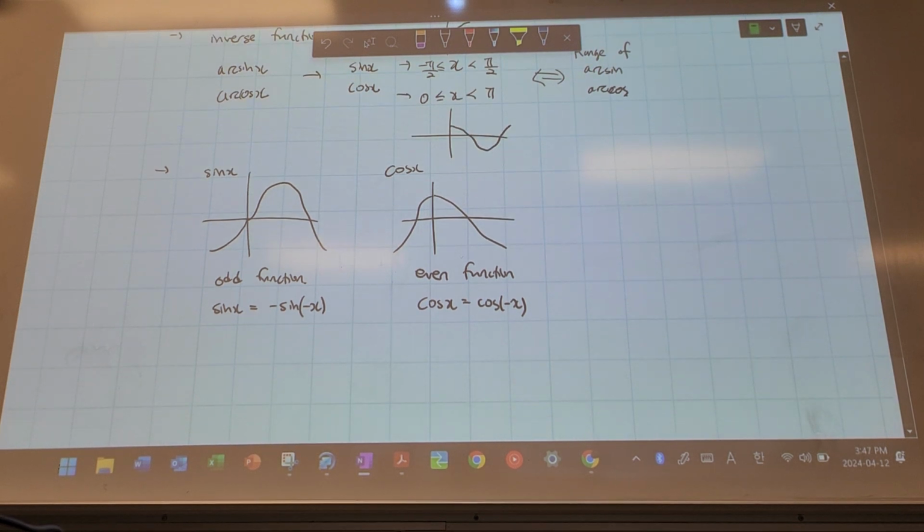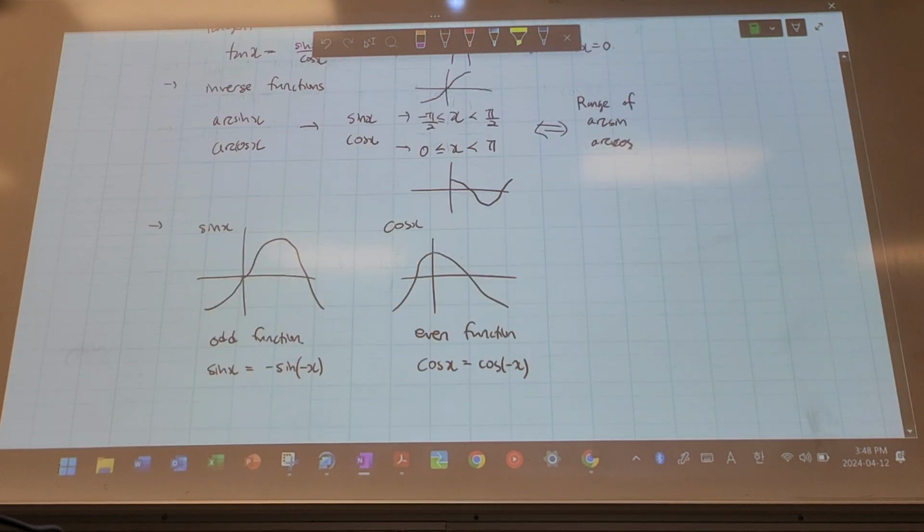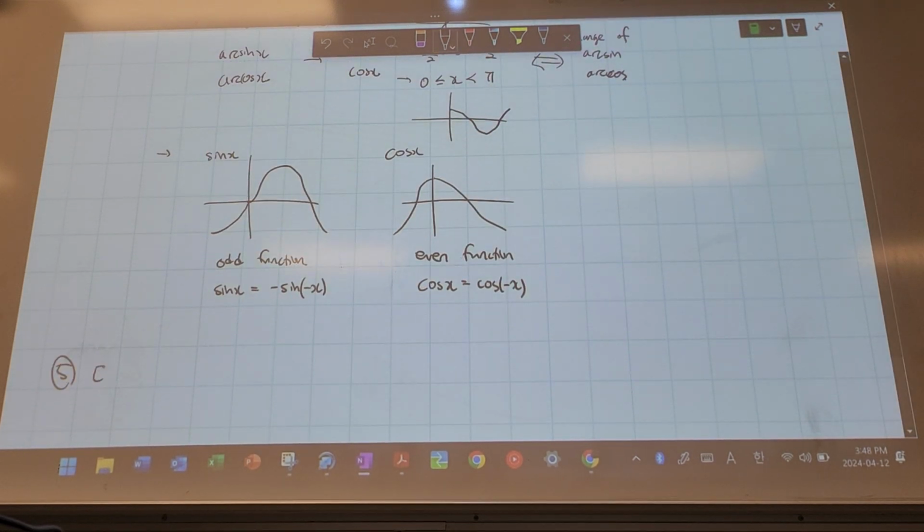Right, I think we can move on to the next part. We can move on. Let's do equations. One more equation.